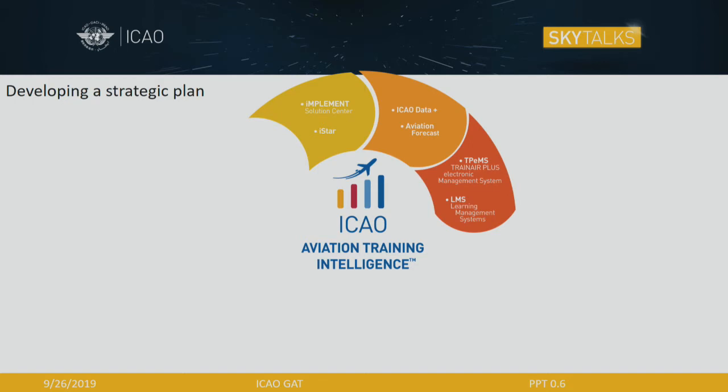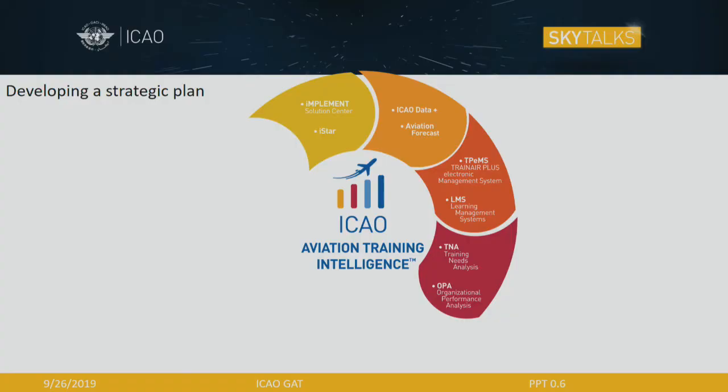There's the TPAMS, which is our TrainAir Plus electronic management system, which hosts our courses. So should you already have your training needs analysis done and you know what you need, you could look there and determine if there's a course that already exists that will meet your need. There's the Training Needs Analysis web-based tool that will walk you through a training needs analysis from beginning to end.